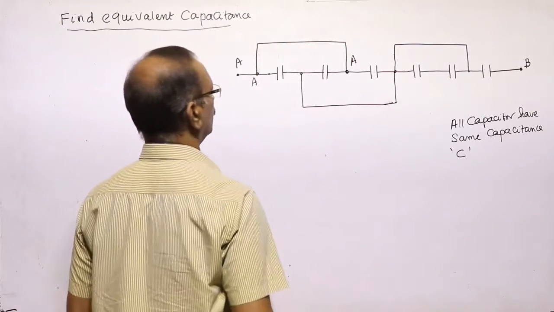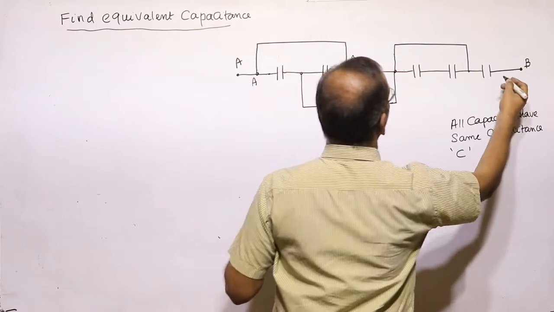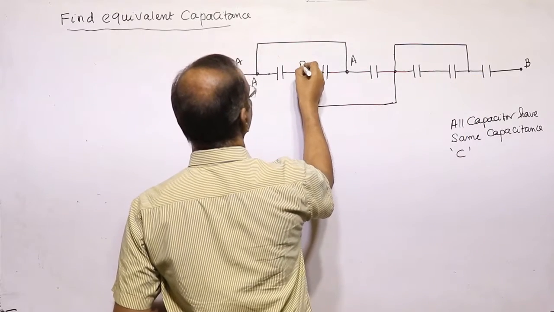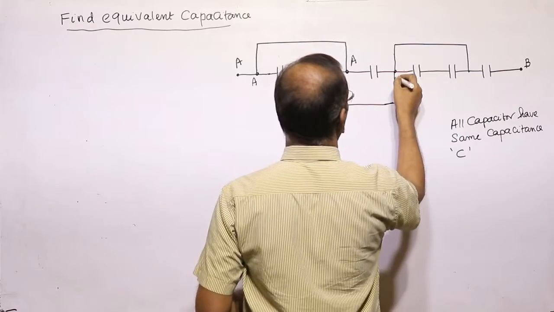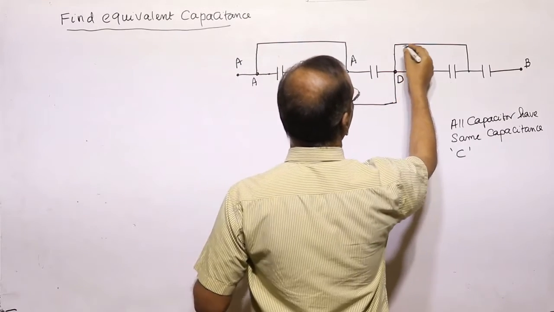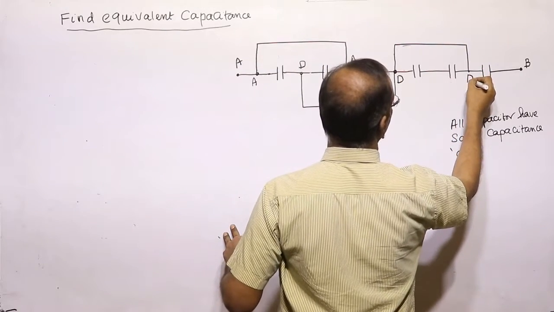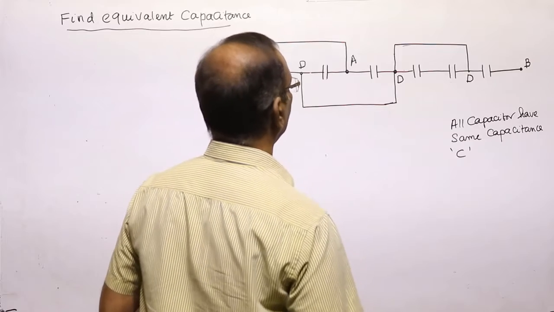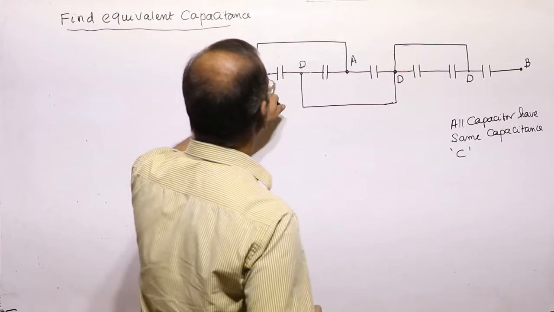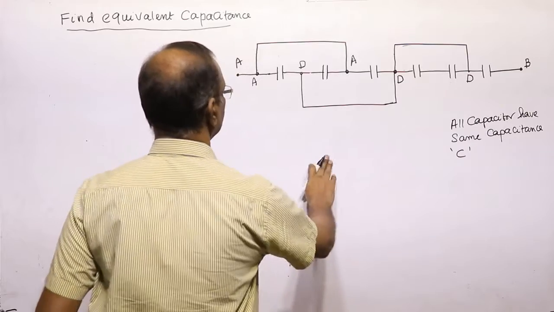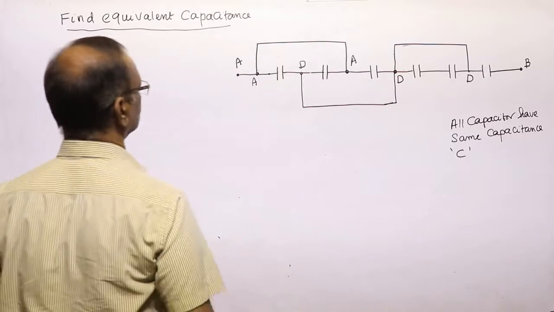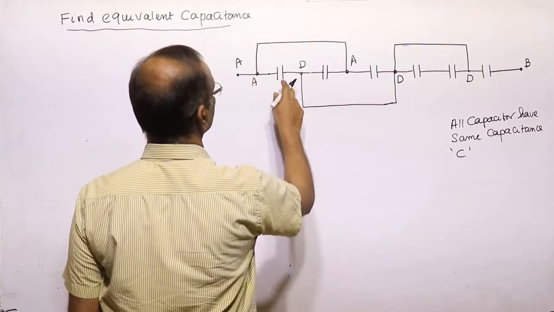A. And now this is B, this is B, and if we take this point as D, this is connected by a wire. There is no capacitor. It means this will also be D. And again it is connected by a wire. Again this will be point D. So point D, now we can redraw it. If there is a capacitor coming between 2 points, then it will be taken as a branch.